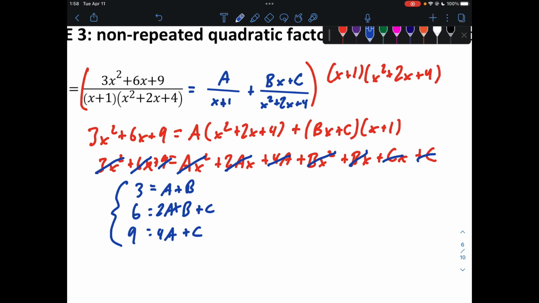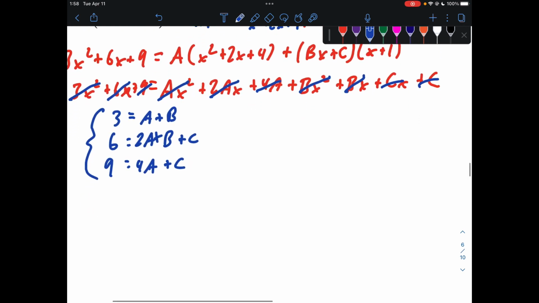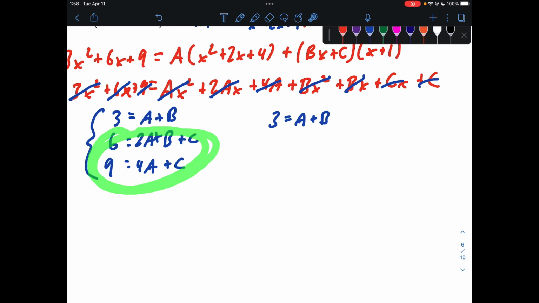All right, so now we have a system of 3 variables. Again, we've learned a lot of different methods for solving this system. You choose what's best for you. All right, what I'm going to do here is I'm going to use 3 equals a plus b, and then I'm going to use these 2 to get rid of the c's. I'm going to subtract the bottom equation.